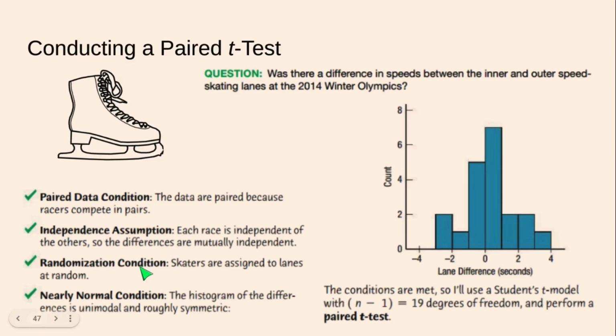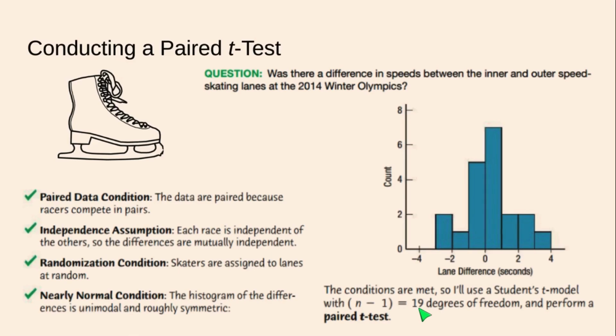But just to make sure, randomization condition: skaters are assigned to lanes at random. So the randomization is met, and we can assume that each of the pairs of data has randomization there. The differences should be randomized. Nearly normal condition: the histogram of differences is unimodal and symmetric. We have a little bit of a blip right here, but it's not much. This is about as good as we can hope to have. The conditions are met. I'll use Student's t model with 19 degrees of freedom.